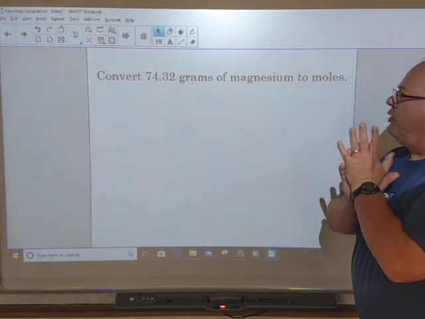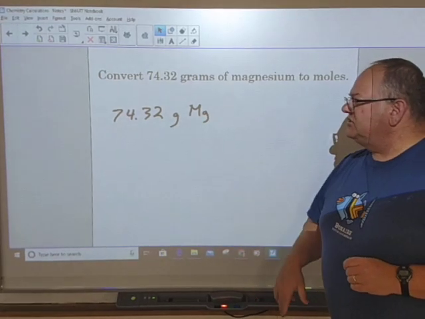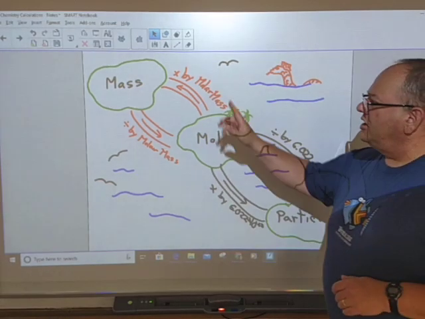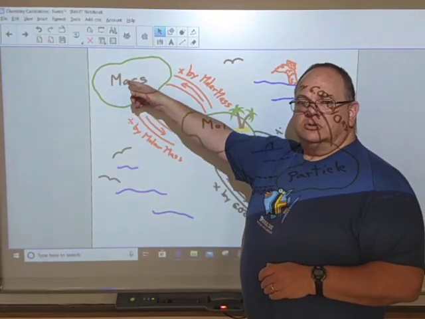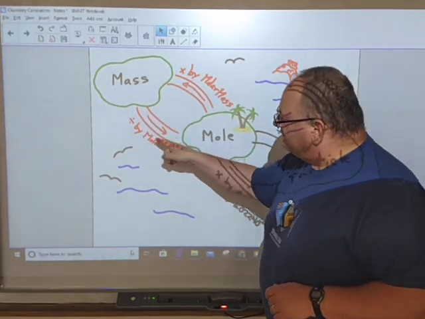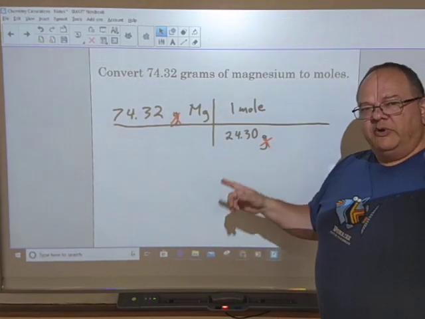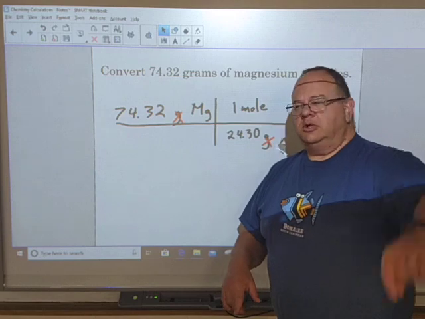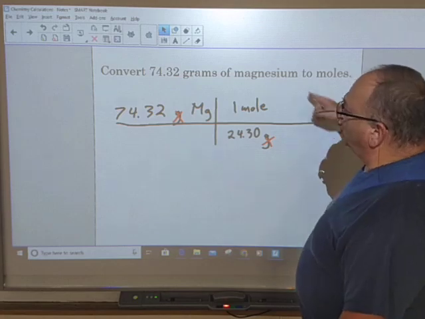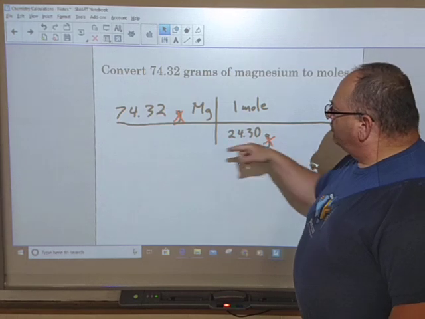All right, let's try 74.32 grams of magnesium to moles. So, first thing we write down is the given, 74.32 grams of magnesium. Let's look at our map. We're starting with grams. That's a mass. We're starting on Mass Island. We're trying to get to Mole Island. So we're going to follow this bridge. We have to divide by the molar mass. Where do we get the molar mass? Periodic table. So we look up magnesium on the periodic table and we find out there's 24.30 grams per mole. So we're dividing by this. The per mole flips back to the top. Grams cross off.